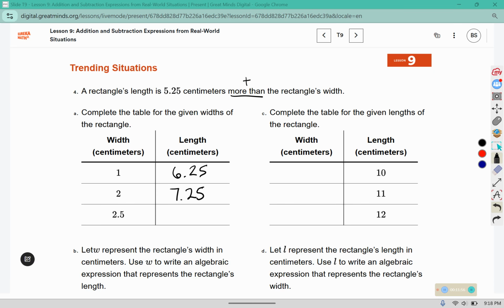And 2.5 added to 5.25. Remember, 0 can go in that gap because the decimals have to line up. Is 7.75.